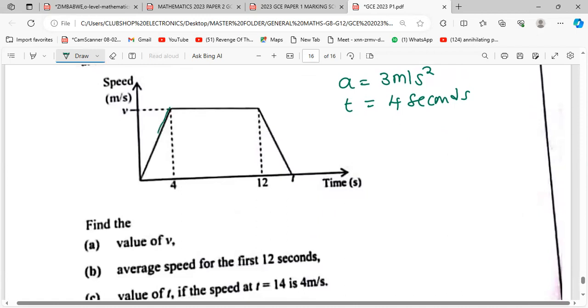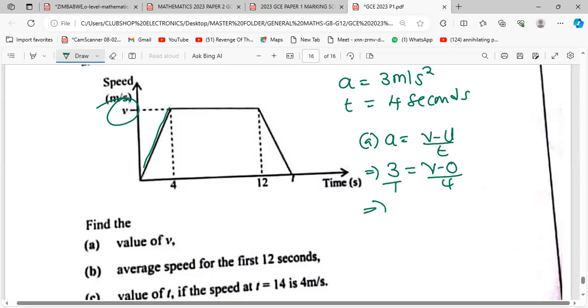So here we are given acceleration. We say acceleration is final velocity divided by time. Knowing that our acceleration is equal to 3, and the final velocity is v, v divided by time, which is 4. When you multiply, v is equal to 3 times 4, that's 12. So v is 12.